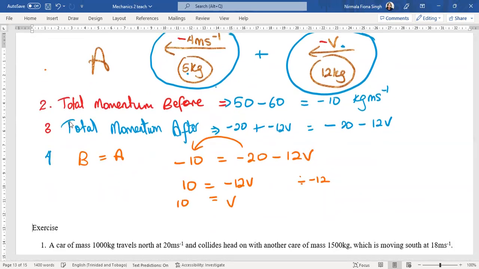And V is going to be 10 over minus 12, which is, where's my calculator? Oh my, 5 over 6 is 0.83.